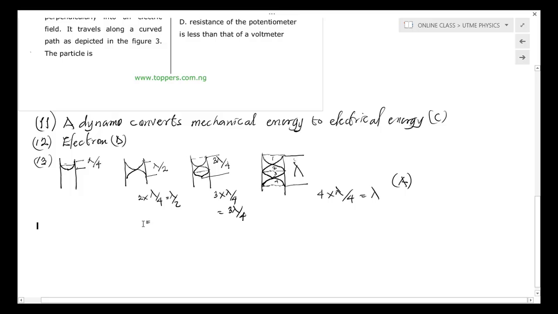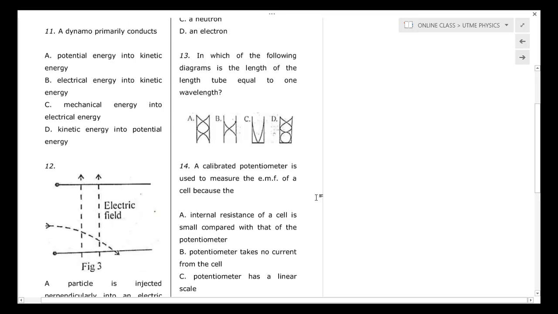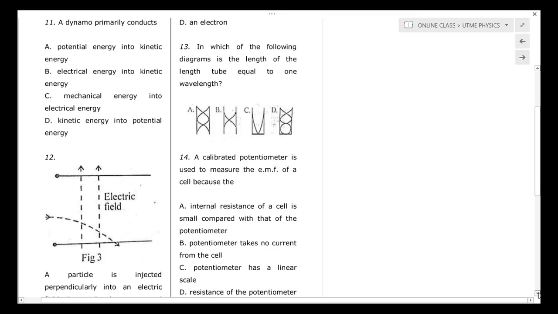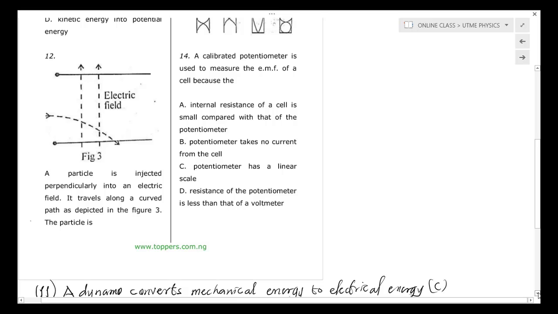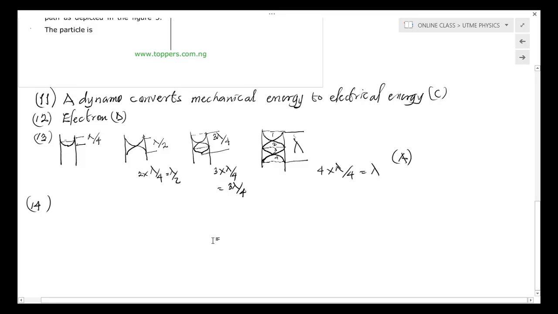Now let's look at number 14. Number 14 says that a calibrated potentiometer is used to measure the EMF of a cell because the internal resistance of the cell is small compared to that of the potentiometer. The potential difference takes no current from the cell. Yes, that's true. At that point, we have a balance point, where there's no current passing through the potentiometer. Everything is balanced. So that is the potentiometer.